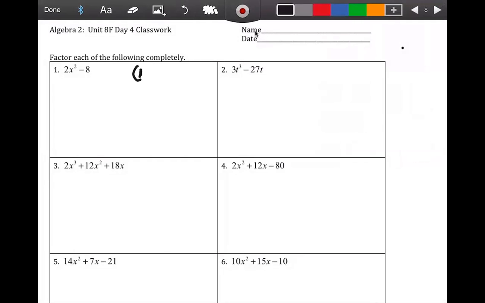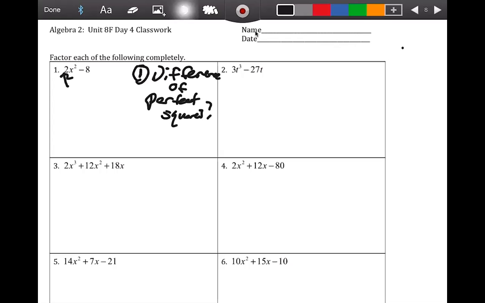One, the obvious thing that would make it very quick: is it a difference of two perfect squares? Is it a difference of two perfect squares? Okay, is 2x squared a perfect square? Is 2 a perfect square? Somebody want to tell me?